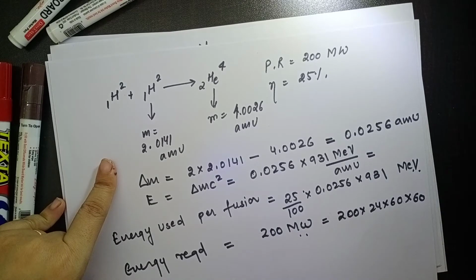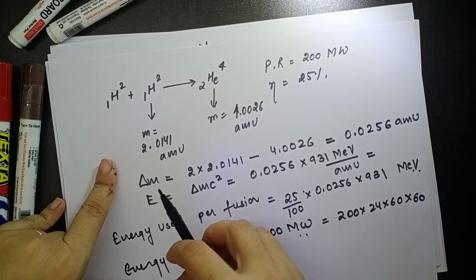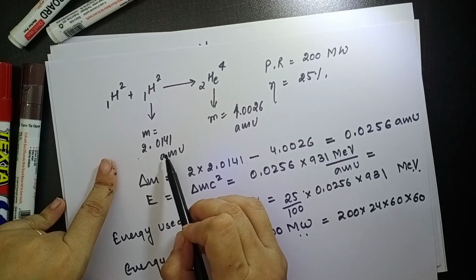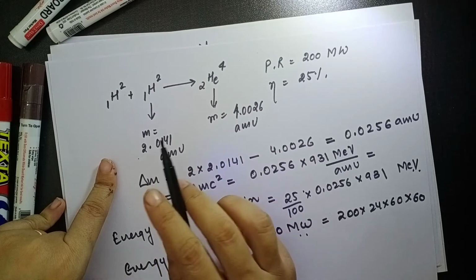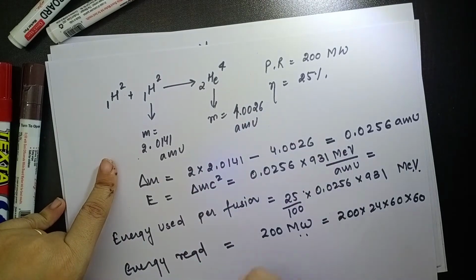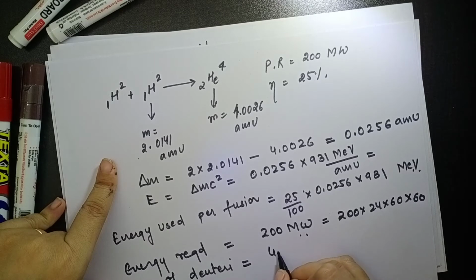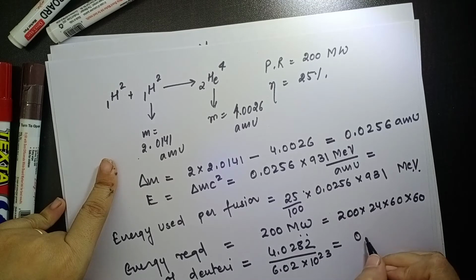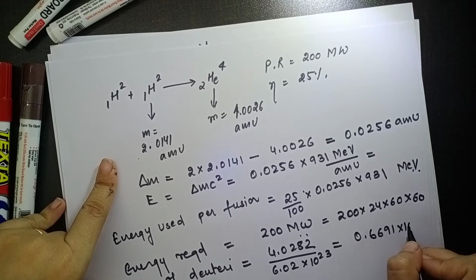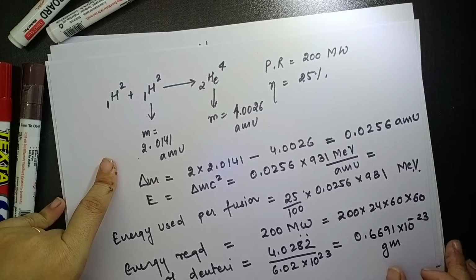Now per fission, the mass required for the deuterium is 2 into 2.041. If I want to convert this into grams so that my answer comes in grams, the mass of deuterium will be 4.0282 divided by Avogadro's number. This gives me approximately 0.6691 into 10 to the power minus 23 grams. So every fission reaction requires this many grams of deuterium.